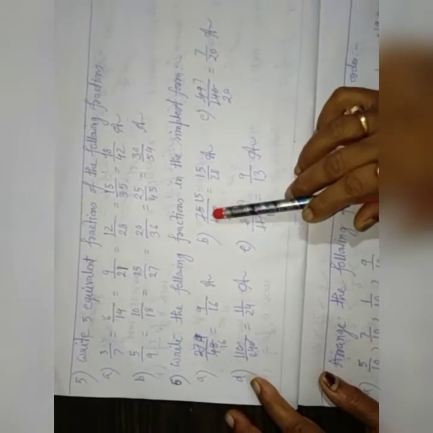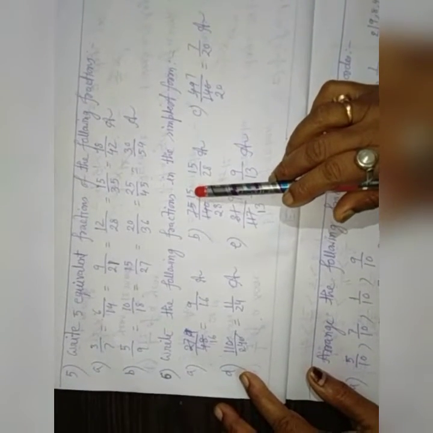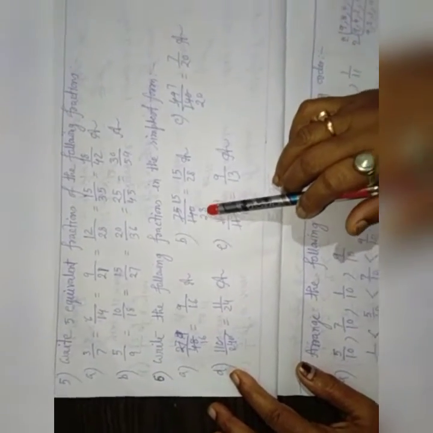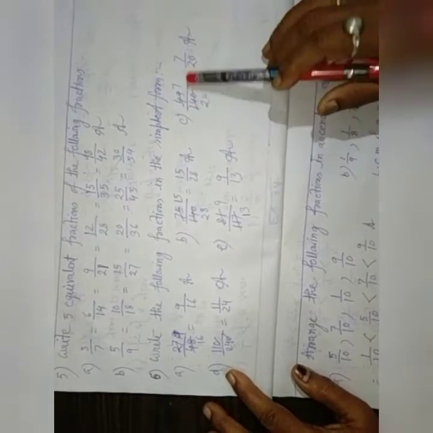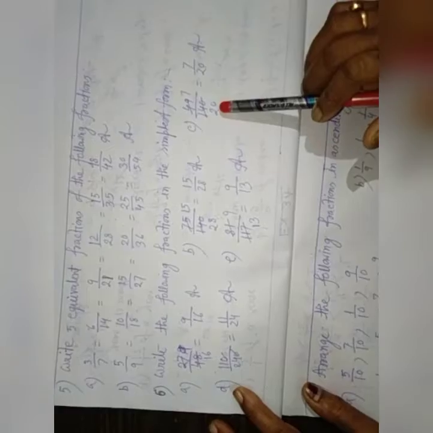75 by 140. 5 into 28 equal to 140. That is 15 by 28. Simplify: 49 by 140. 7 into 49, 7 into 140, 20.